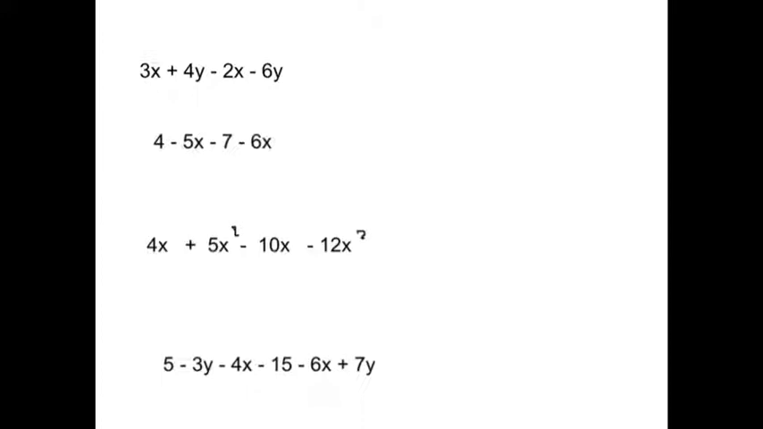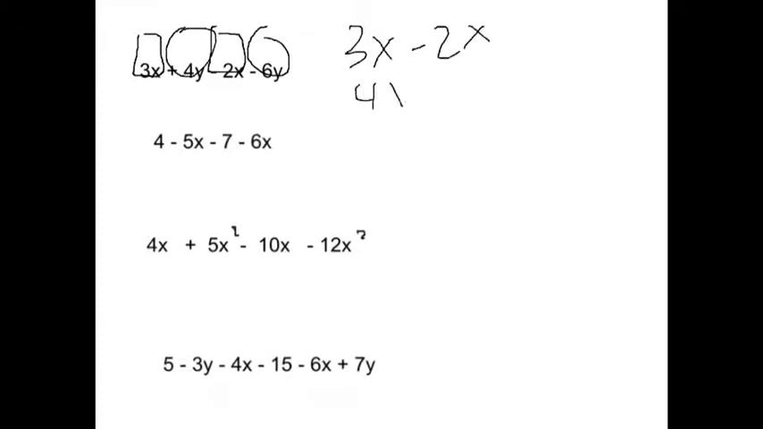So here are examples of combining like terms. There are algebraic expressions with different pairs or combinations of like terms. Remember, like terms are variable exponent combinations, so they have to have the same variable and the same exponent. They do not have to have the same coefficient, the number in front of x. For this, I box and circle to identify the pairs of like terms. So I have 3x minus 2x, and then I have 4y minus 6y. 3x minus 2x is x, or 1x, and 4y minus 6y is negative 2y.